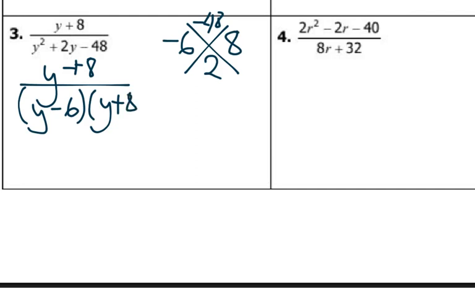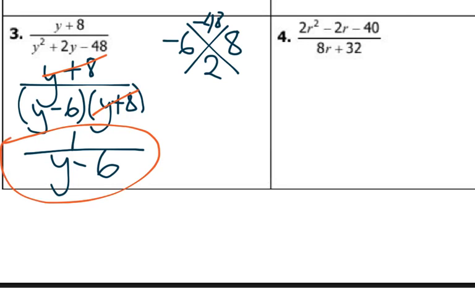If you notice, the common factor in the numerator and denominator is y plus 8, so we can reduce it entirely. And then if we reduce everything in the numerator, we are going to have 1 left over y minus 6. This is the reduced version of y plus 8 divided by y squared plus 2y minus 48.